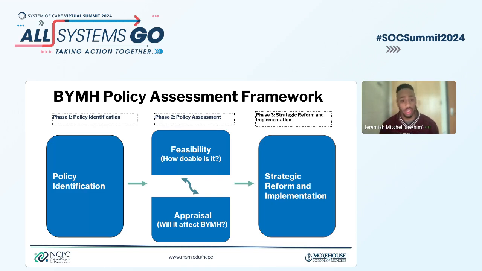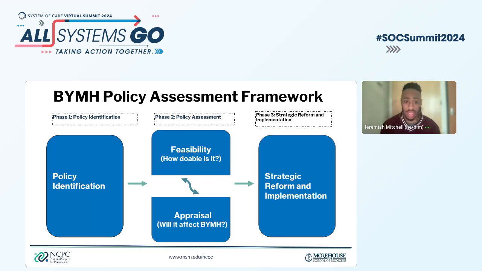The next step, phase 2, would be looking at the feasibility and the appraisal. Feasibility, as it says on the screen, is how doable is this process that we're going to do. Not only what does it take, but let's analyze, does it cost money? Is it sustainable? Is there enough backing behind it for us to actually use it? Will it actually make an impact from the appraisal standpoint? Will it actually affect Black youth mental health? We want to make sure that whatever policy we identify is not only doable by any sites that we decide to implement it in, but also that it will actually create a positive effect on Black youth mental health.